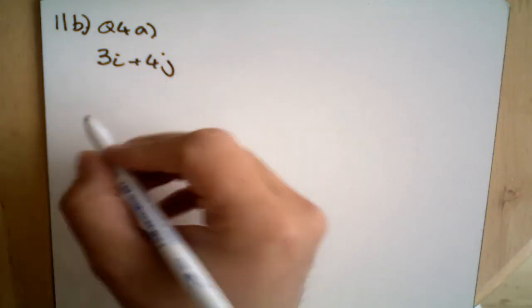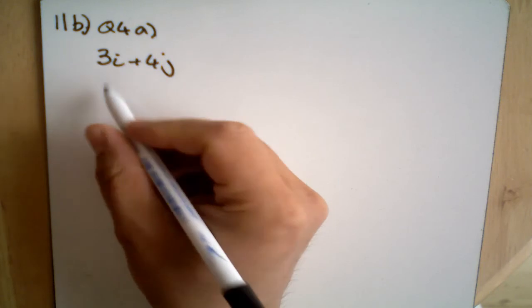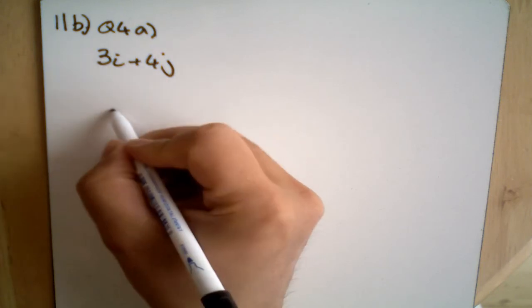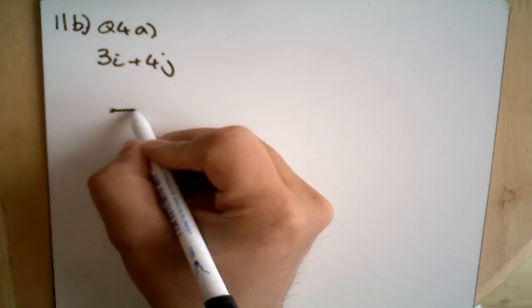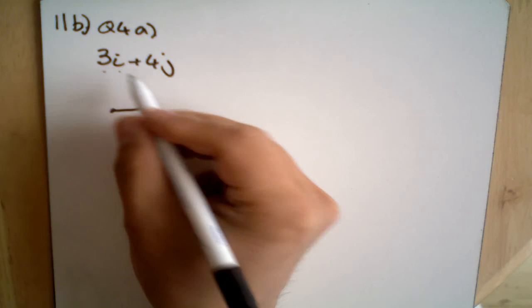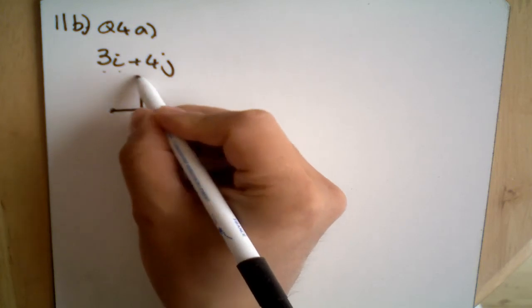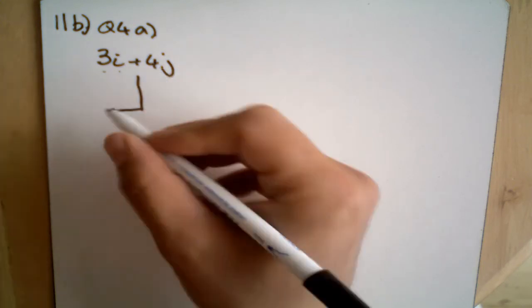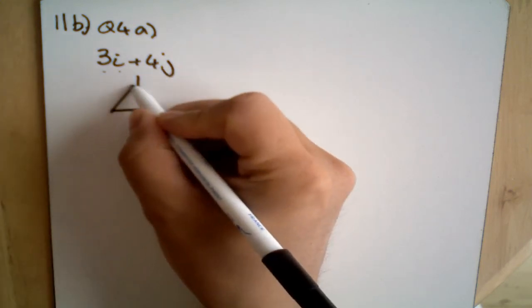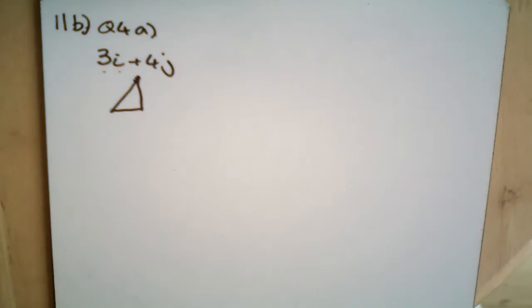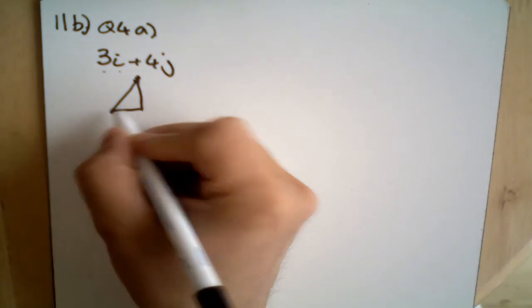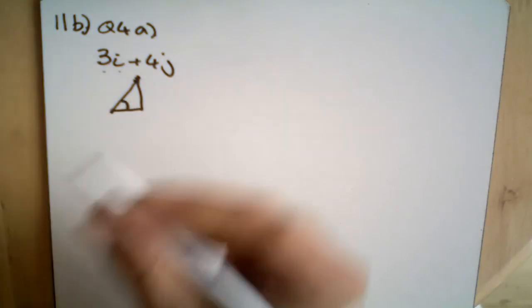If I just choose a point to start from and sketch out what this vector looks like, from my start point I go along by 3 for this part, and then I go up by 4 for this bit. So here we go. In goes my angle like this. Remember, this is where I started from, and so this is the angle I'm interested in.